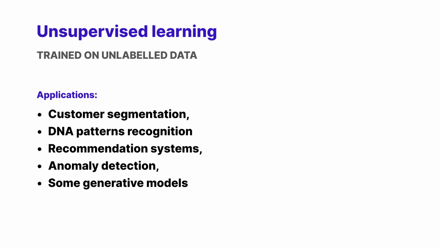It is also used in generative AI. So generative AI is trained on unlabeled data, and usually then it is fine-tuned on labeled data, so it is a transformer. It's not exactly unsupervised learning, but it definitely takes part of unsupervised learning.